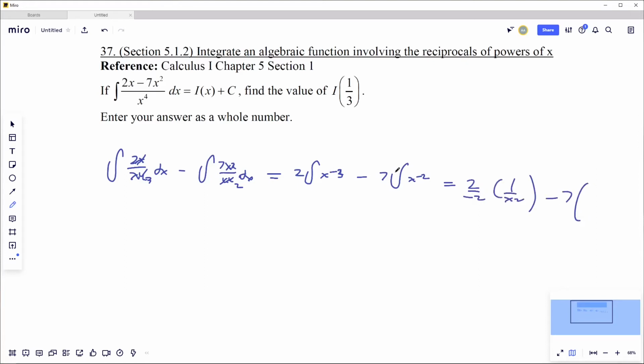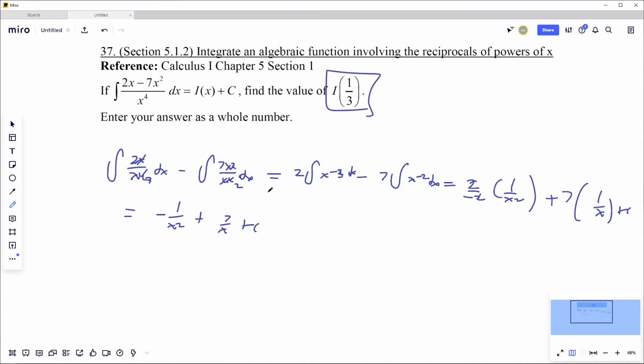minus 7 times, you add 1, you get minus 1, divide by that, you get over minus 1, so actually the minus and minus cancel, you get 7 here, and plus 1, you get minus 1, so 1 over x. Let's continue here. This and this cancel, so you get minus 1 over x squared plus 7 over x. And of course, this is an indefinite integral, so you add plus c and dx here. Don't forget, if this is written, well, it is written, but yeah.